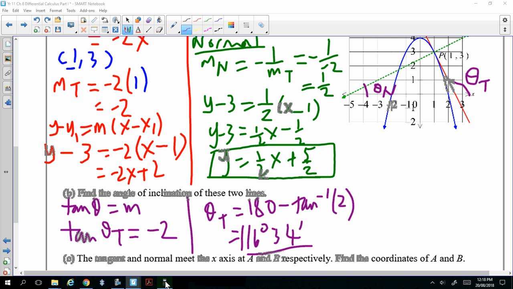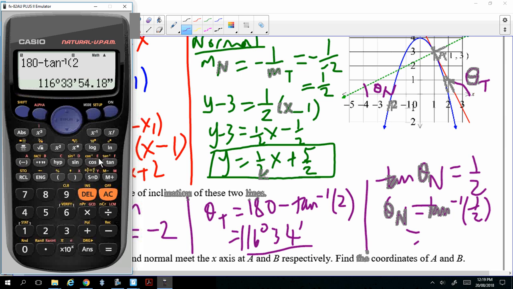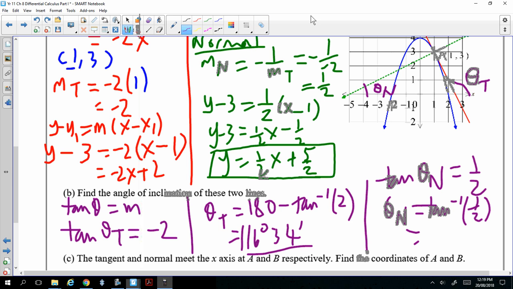Okay, good. How about the angle of the normal? You do the same thing, but this time tan theta is equal to half, and you can just work out it's going to be acute. Then use your calculator. So let's see, shift tan 0.5. 26 degrees 34 minutes. Okay, done.